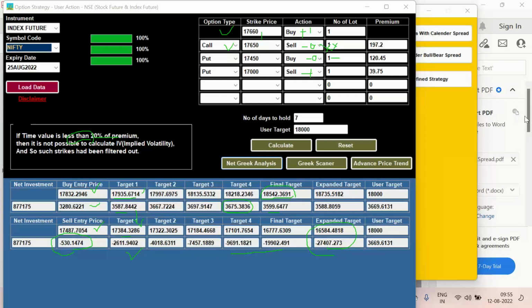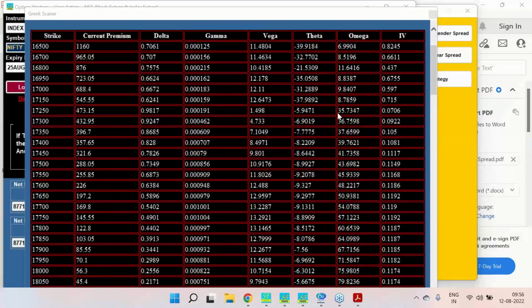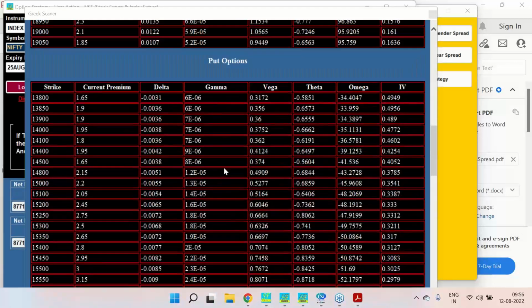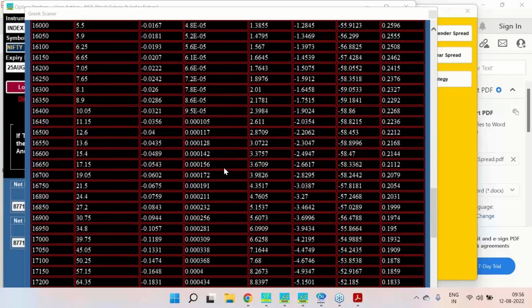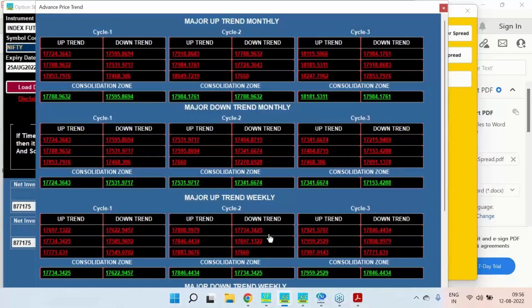Next we're going to see the Greek scanner, where after clicking this Greek scanner, you can find the delta, gamma, omega, all the values for all the tradable strikes of Nifty, for call option and put option, both. It will be useful for traders who have very good knowledge of delta, gamma, omega, theta and all.